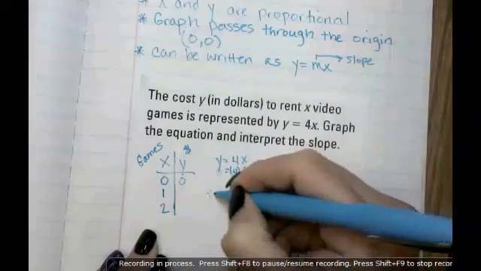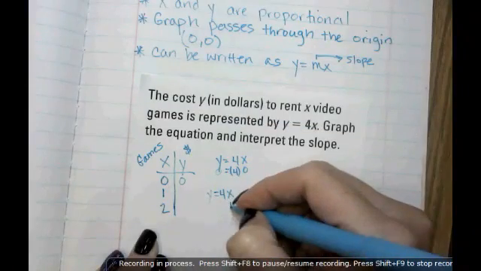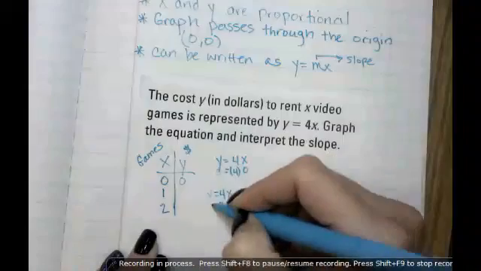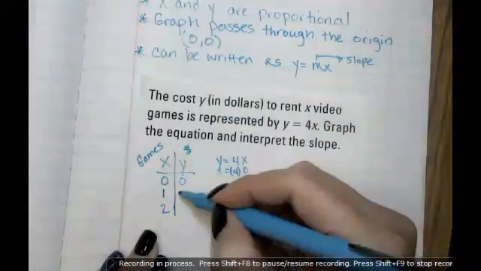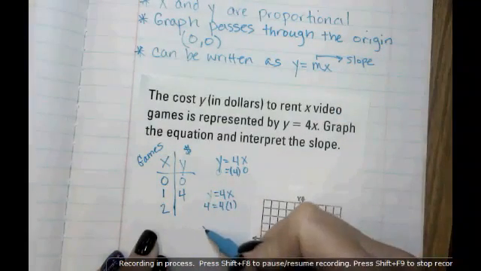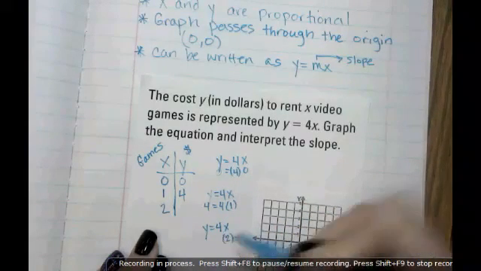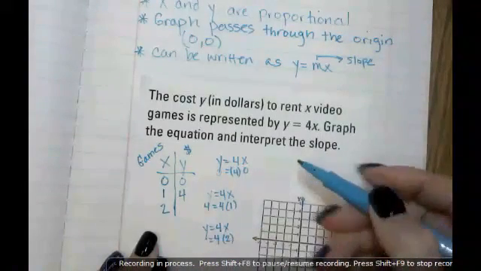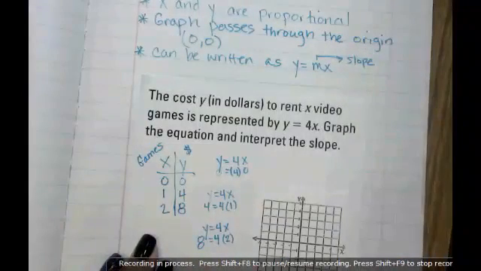If I use the equation y equals 4x and I rent 1 video game, substitute the 1 in for x, 4 times 1 is 4. If I rent 1 video game, I'm paying $4. What will I pay when I rent 2 video games? Well, 4 times 2 is $8. So if I rent 2 video games, I'm paying $8.